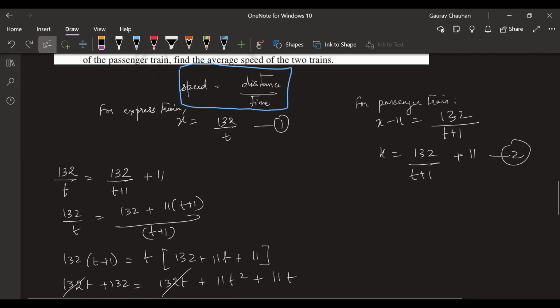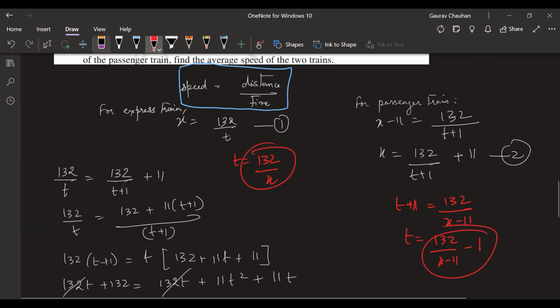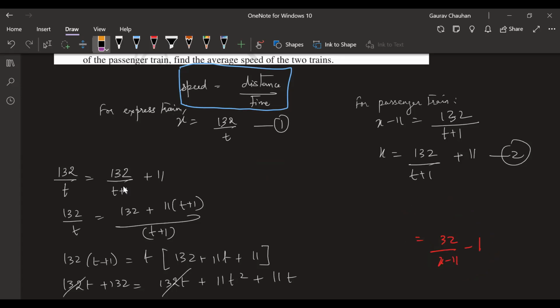This was one way of doing it, guys. I could have also done it like this: t is equal to 132 by x and t plus 1 is equal to 132 by x plus x minus 11. Here I would have done t is equal to 132 by x minus 11 minus 1, and then I could have equated these two. I could have directly got x. Not doing that way now. Those who did that way would have understood what I'm talking about.